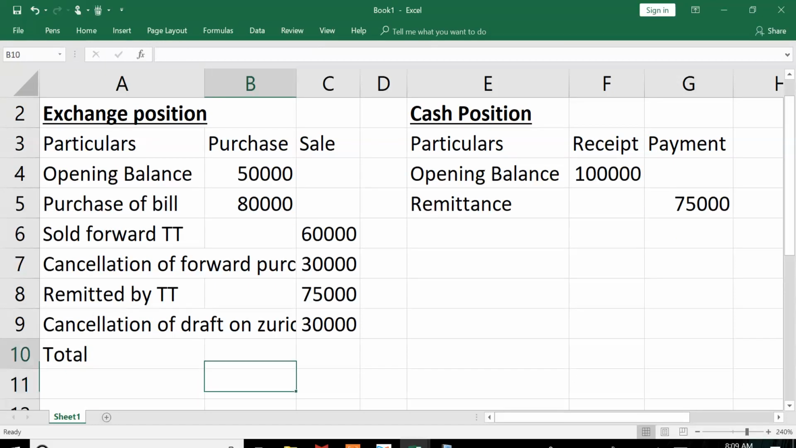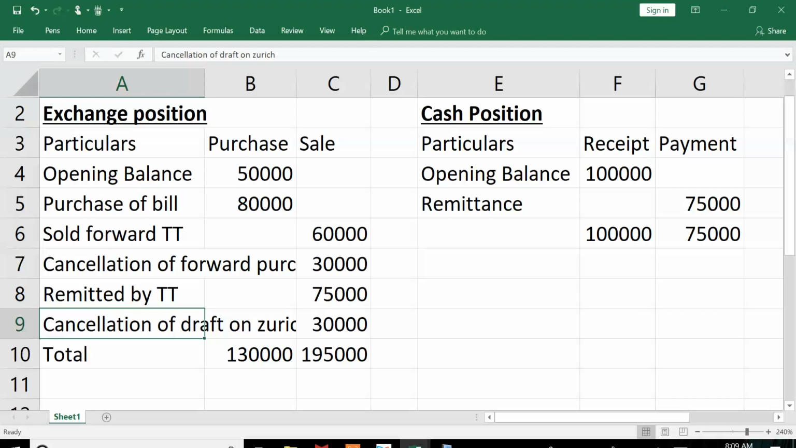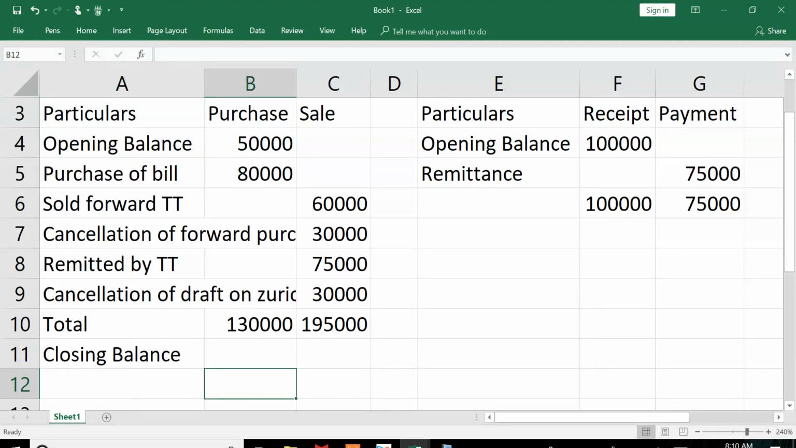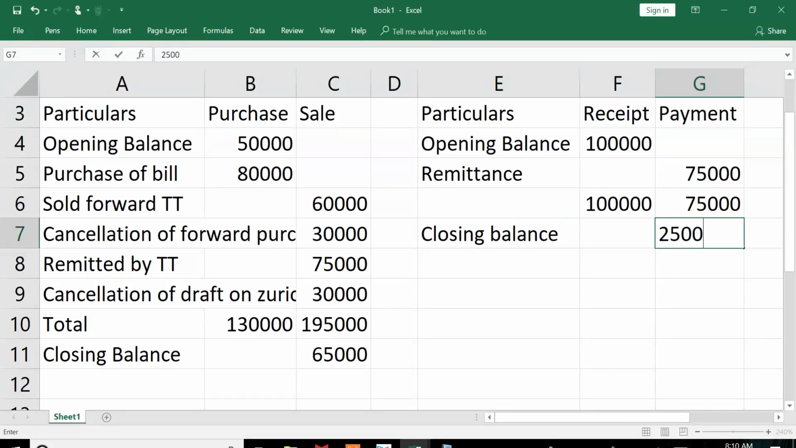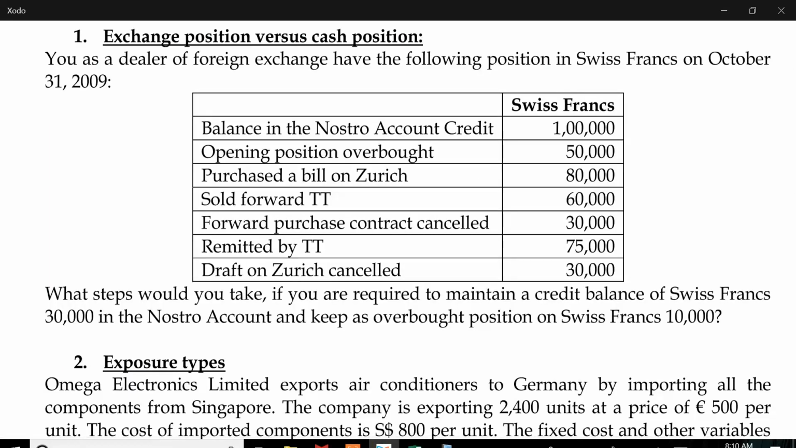Put a total now. Closing balance 65,000, closing balance 25,000. Okay, sorry, there's a small mistake, sorry.